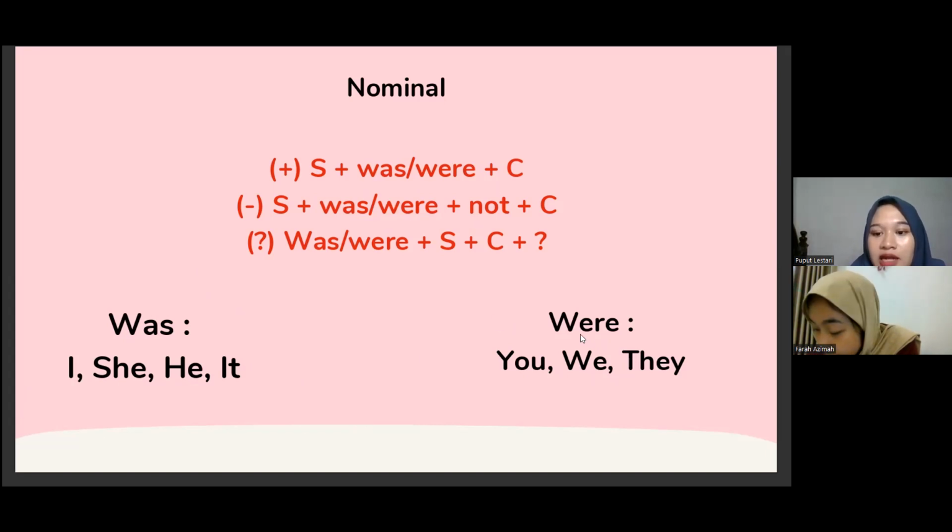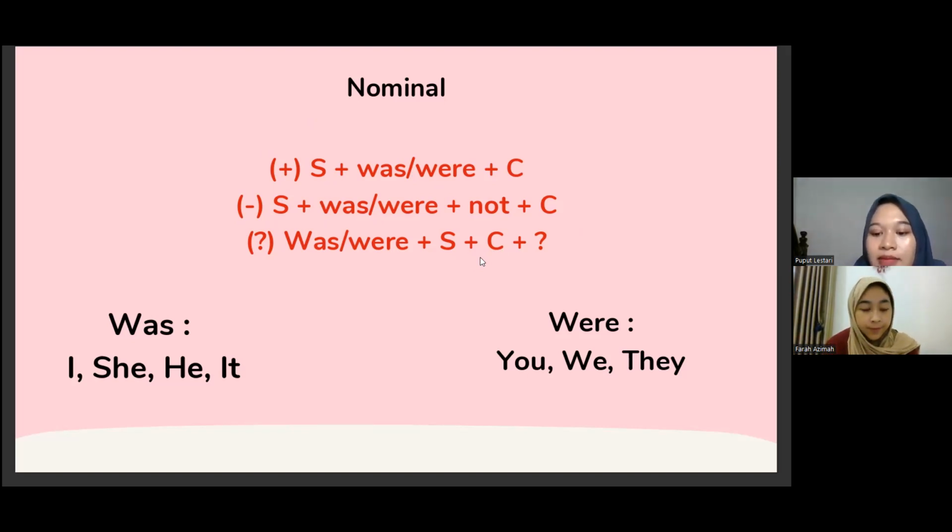Okay, you can look at the formula. The affirmative sentence is subject plus was or were plus complement. And then the negative sentence is subject plus was or were plus not plus complement. And then interrogative sentence is was or were in the front, and then plus subject plus complement. Do you understand the formula or do I need to repeat it? Maybe not.